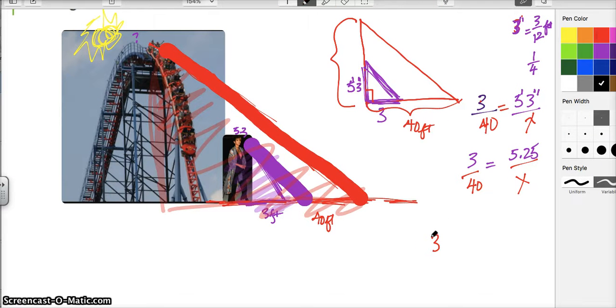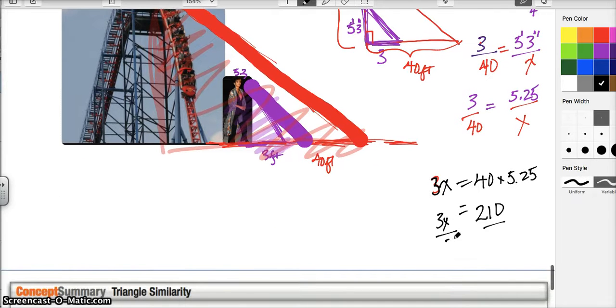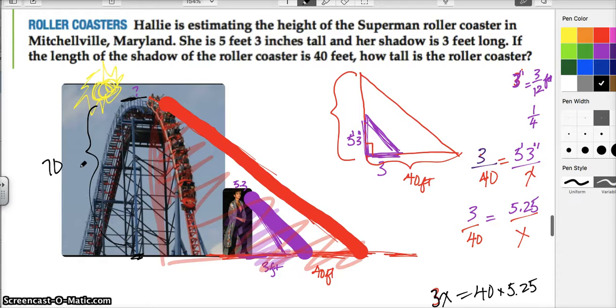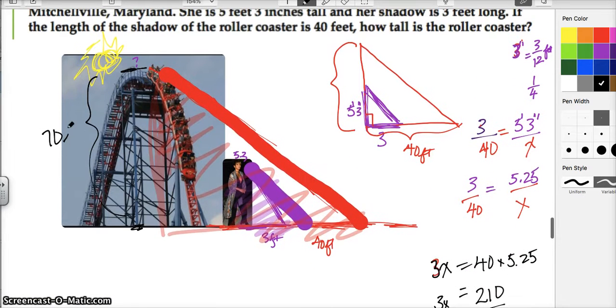So we've got the 3x here. Going to cross multiply and back, 40 times 5.25. And so 3x is equal to, if I do 40 times 0.25, that's going to be 10, and then 40 times 5, that's going to be 200, so I get 210. You guys can check my math. I've been wrong before. Divide both sides by 3. x is equal to 70. Is that all right? So x is equal to 70, so approximately, according to Halle Berry's calculations, approximately 70 feet is the height.